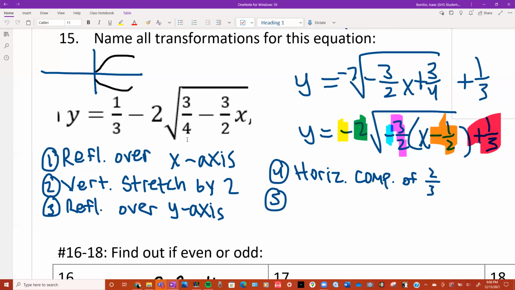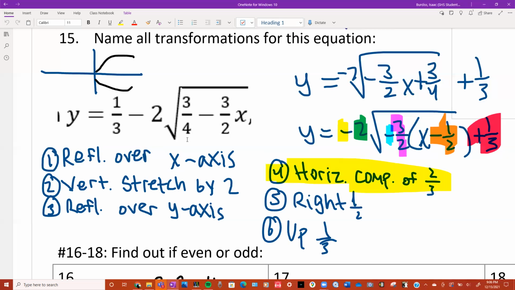And then the next two, they're easy. But still the -1/2, you might think negative left, well, actually right. Because anything that's in the radical affects the x, but it's also the opposite of what you think it is. Right 1/2, and then the plus 1/3 means up 1/3. And I'll highlight the things that are opposite of what you might have thought they were, just so you know. And that's what you need to remember. So that's a little bit tricky.